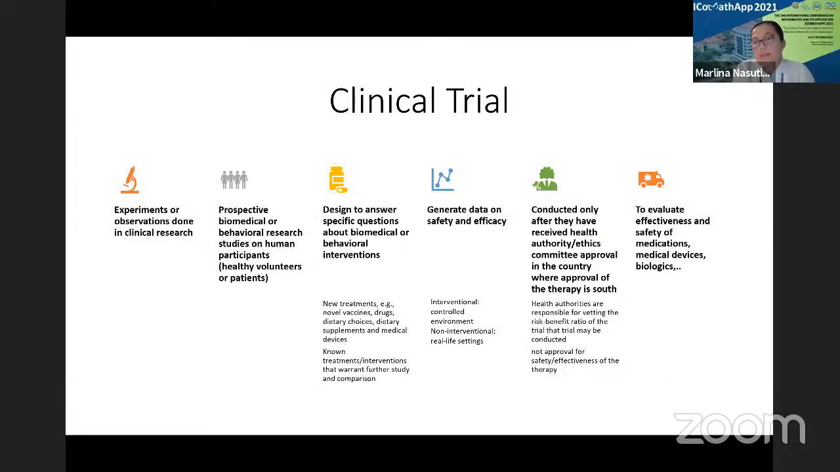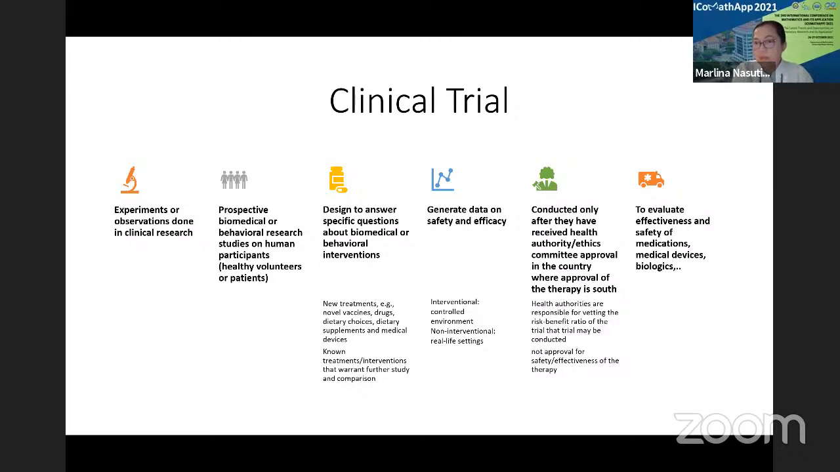Now, clinical trial itself is the experiment atau the observasi yang dilakukan untuk menunjang clinical research ini, riset klinis ini. It can be bersifat prospektif. It can be in terms of biomedical or behavioral research studies on human participants, or even on human volunteers. It can be patients, or it can be healthy humans. If, for example, trials that engage vaccine, it will involve healthy humans, of course.